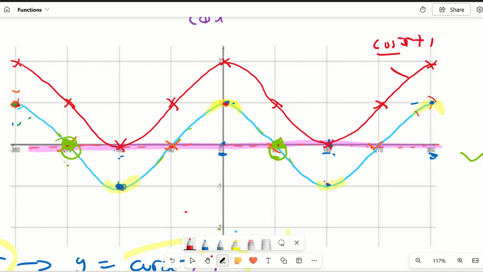Do you guys see the importance of knowing how the graph of cos x and sin x look? Once you know them, everything else is just a transformation. So you may not even need your calculator when you're asked to draw trig graphs. Very, very easy. Are we all together? The whole class?